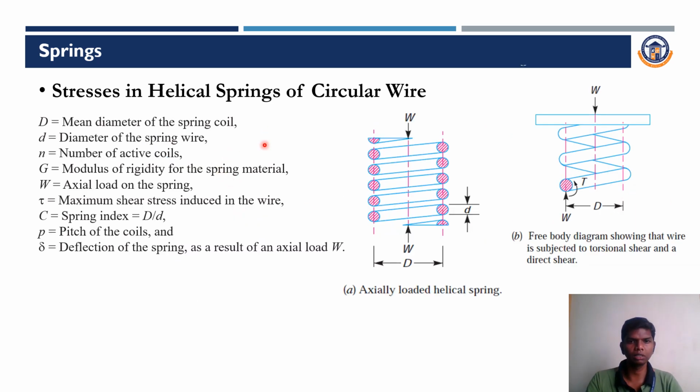So, stresses in helical springs of circular wires. D stands for mean diameter, small d stands for diameter of spring wire, and N is the number of active coils, and G is the modulus of rigidity, and W is the axial load, and tau is the maximum shear stress, and C is the spring index, and P is the pitch of the coil. Next is the deflection of the spring. While designing the helical spring, we all must know these parameters.